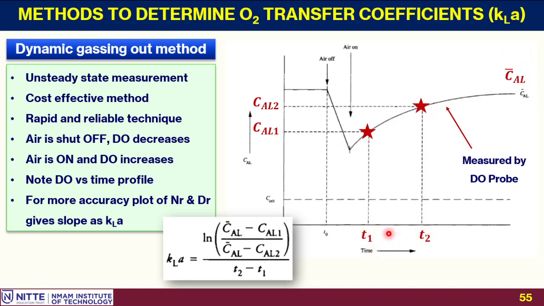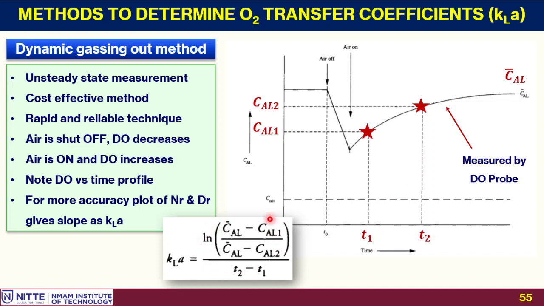At two different time intervals, T1 and T2, I found CAL1 and CAL2. So given these data, C bar, CAL1, CAL2, T1, T2, using this formula, the ln of the differences between the concentrations divided by T2 minus T1, I can find out KLA. This is a reliable method, but it requires an instrument like a DO sensor, and you have to switch the air on and off carefully. So it's more reliable. It's a realistic experimental method.